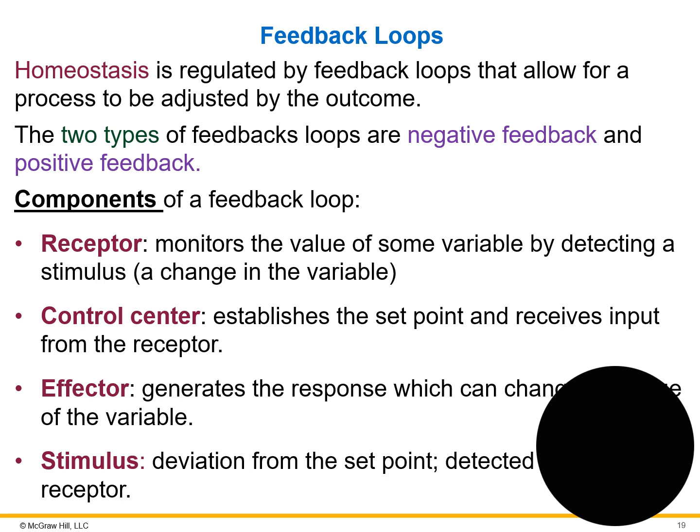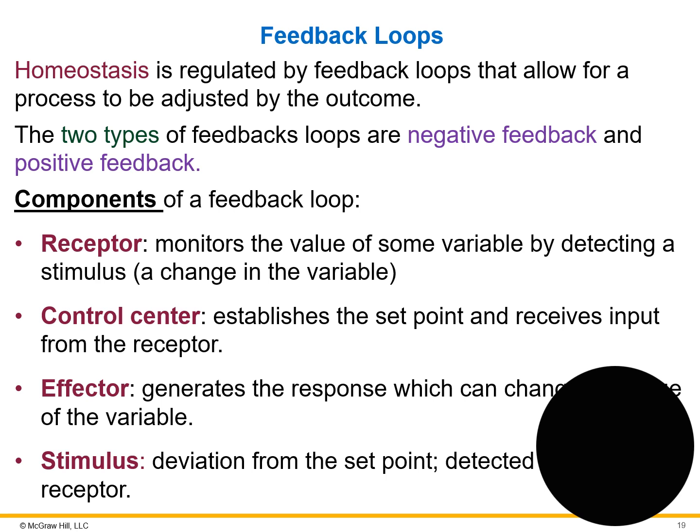Here you can see feedback loops. Homeostasis is maintained through feedback loops that adjust processes based on outcomes. There are two types we're going to study: negative and positive feedback.